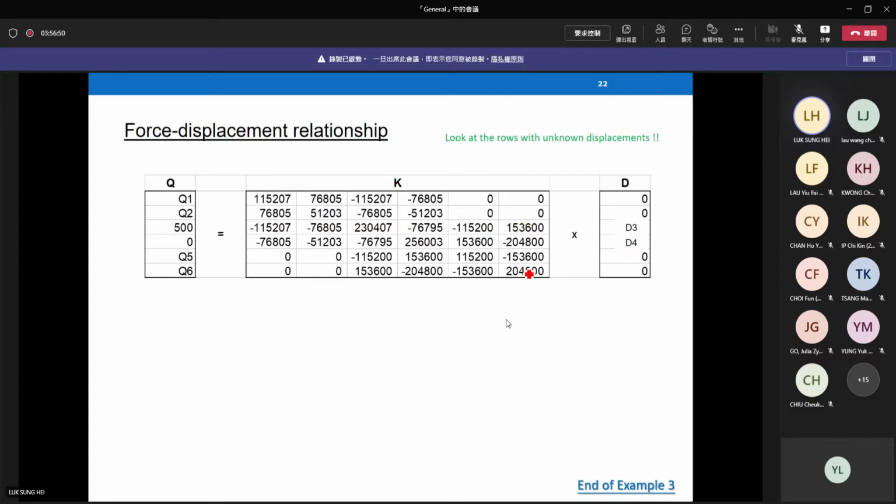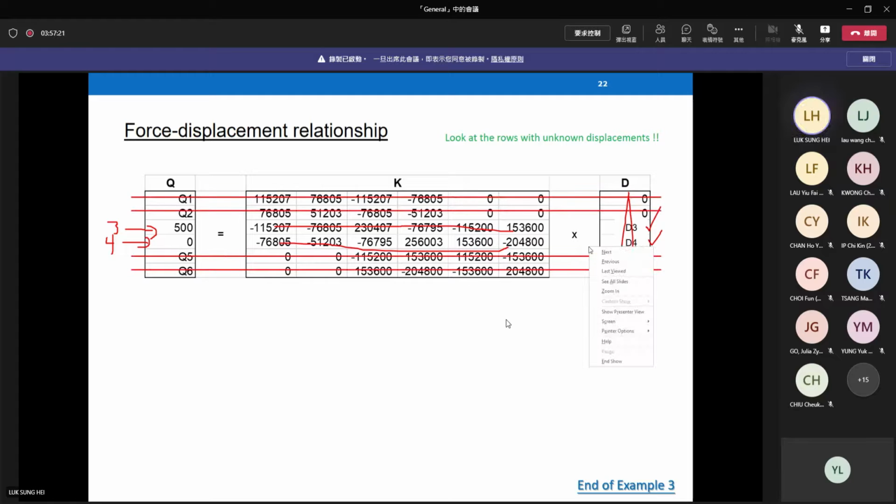So the trick is that if you find that the unknown displacement appeared in the middle, don't worry, just extract the row with unknown displacement. In this example, extract row 3, extract row 4 using matrix multiplications. This row times our displacement vector, and then the fourth row times displacement vector. Then you get two equations, two unknowns. Then you can solve the problems. Just consider the rows with unknown displacements.